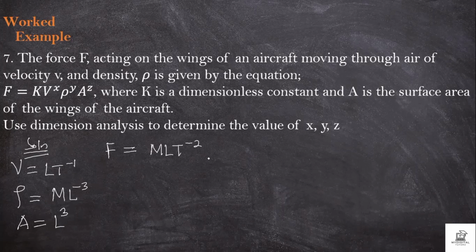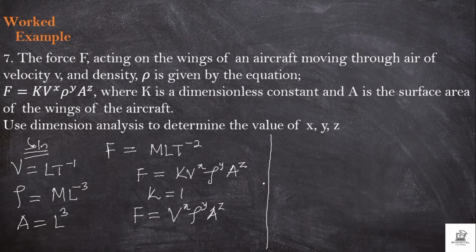MLT minus 2. Having done this, then we take our formula F equal to k v^x rho^y A raised to power z. Remember, let k equal to 1. If k is equal to 1, F is now equal to v raised to power x, rho raised to power y, A raised to power z. I hope this is taken. Then, when you are done with that, we now come and substitute the value of what? The dimension of each of these parameters.